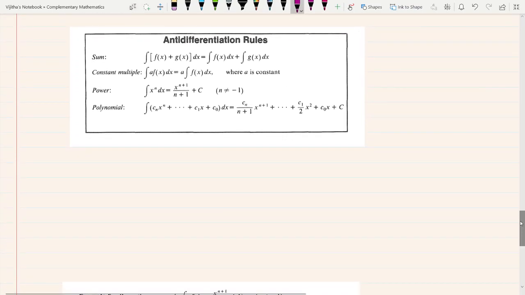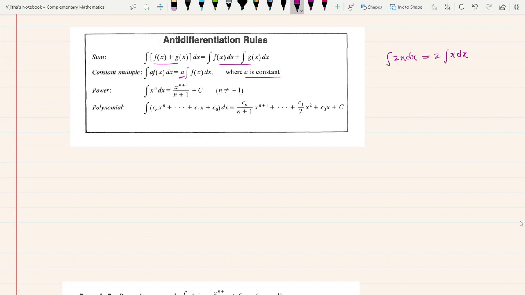Now we will see some rules for integration, that is, the anti-differentiation rules. First the sum rule: integral of f of x plus g of x dx is the same as integral f of x dx plus integral g of x dx. So integration of a sum of two functions is the same as the sum of their individual integrals. Then we have the constant multiple rule: if you have integral 2x dx, it is the same as 2, which is a constant, taken outside, times integral x dx. Here x is the variable. So constants can be taken outside the integral sign.